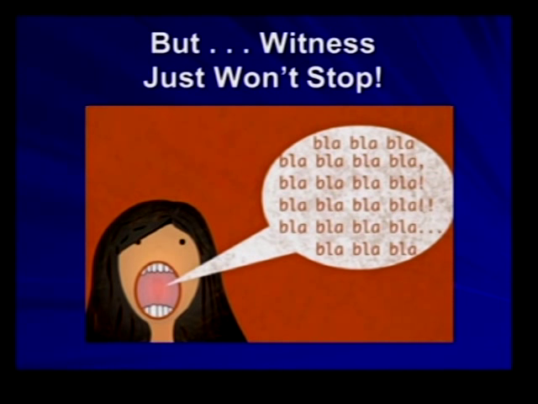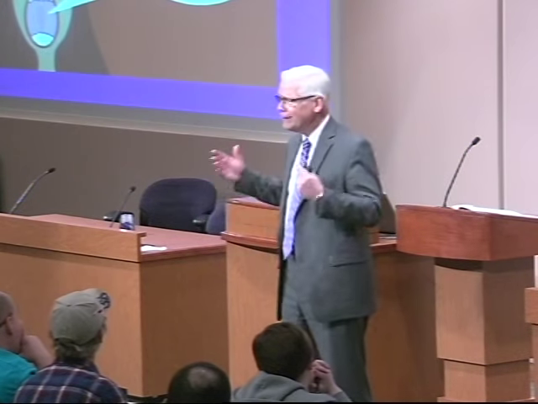Now, before we get to the next tip, here's the big problem. Darn witness just won't stop. Yes, blah, blah, blah, but blah, blah, blah. And as I pointed out in my direct examination, blah, blah, blah. And you're standing there and the clock is ticking. Tick, tick, tick. And your teammates are again going, I'm going to have 1 minute left for my cross-examination. How could he do that to me? Why doesn't he get the witness to stop?